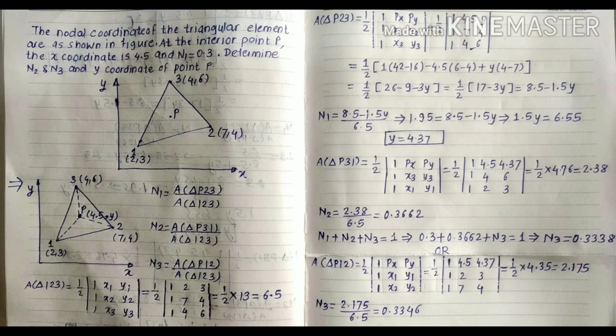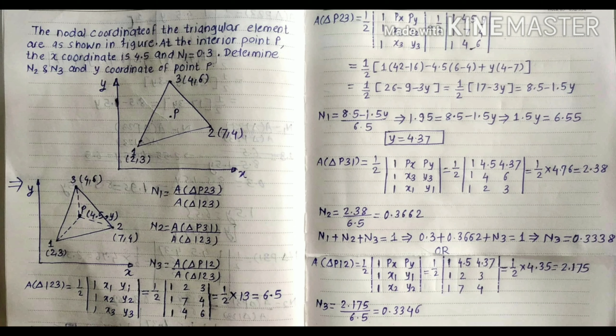In this lecture, we are going to see the problems on three noded triangular element. So let's see the problem. The nodal coordinates of the triangular element are as shown in figure. At the interior point P, the x coordinate is 4.5 and n1 is equal to 0.3. Determine n2 and n3 and y coordinate of point P.